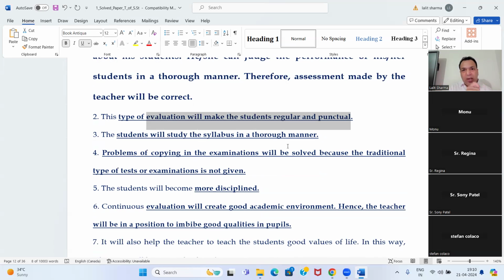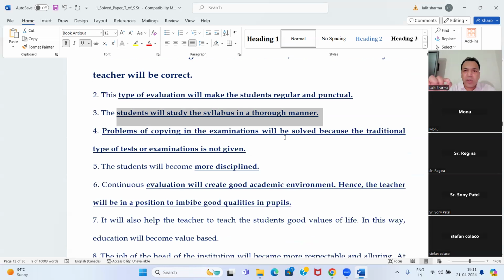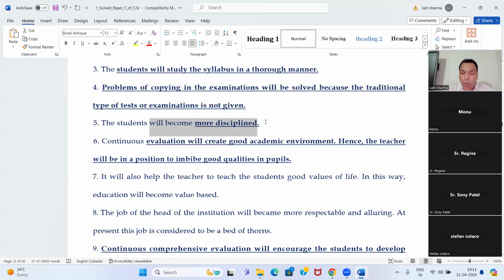If you take your evaluation, ये देखो लिखा हुआ है, it is written. The type of evaluation you conduct, it makes your student regular and punctual. The student will study the syllabus in thorough manner. ये देखो, if you are evaluating the student, trust me, your student will automatically study the syllabus in thorough manner. Problem of copying in the examination will be solved because the traditional type of a test or examination is not given. The student will become more disciplined.